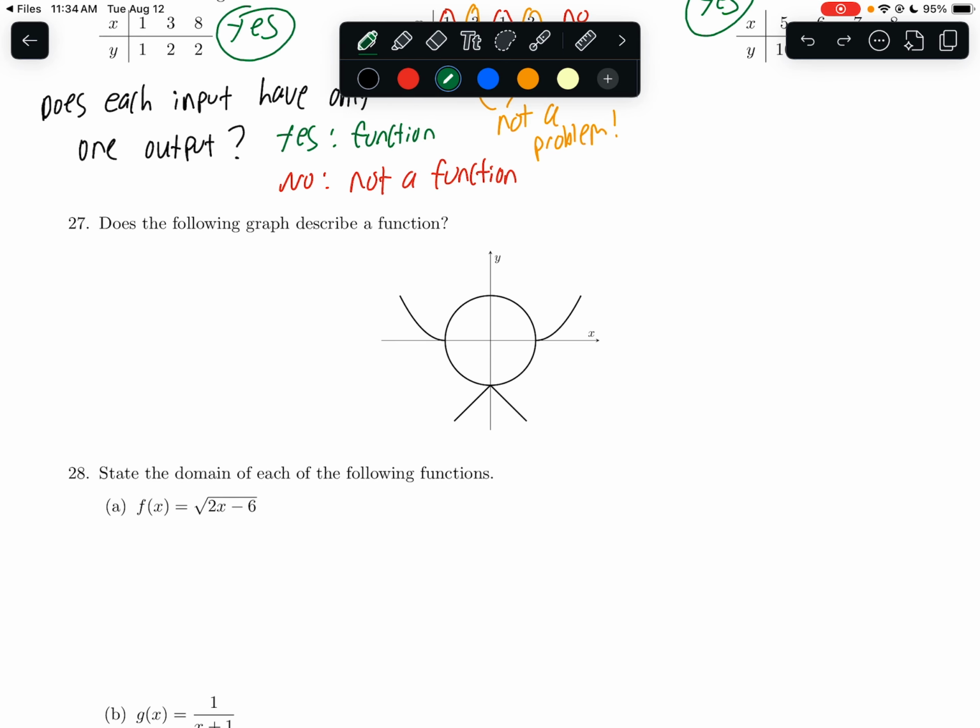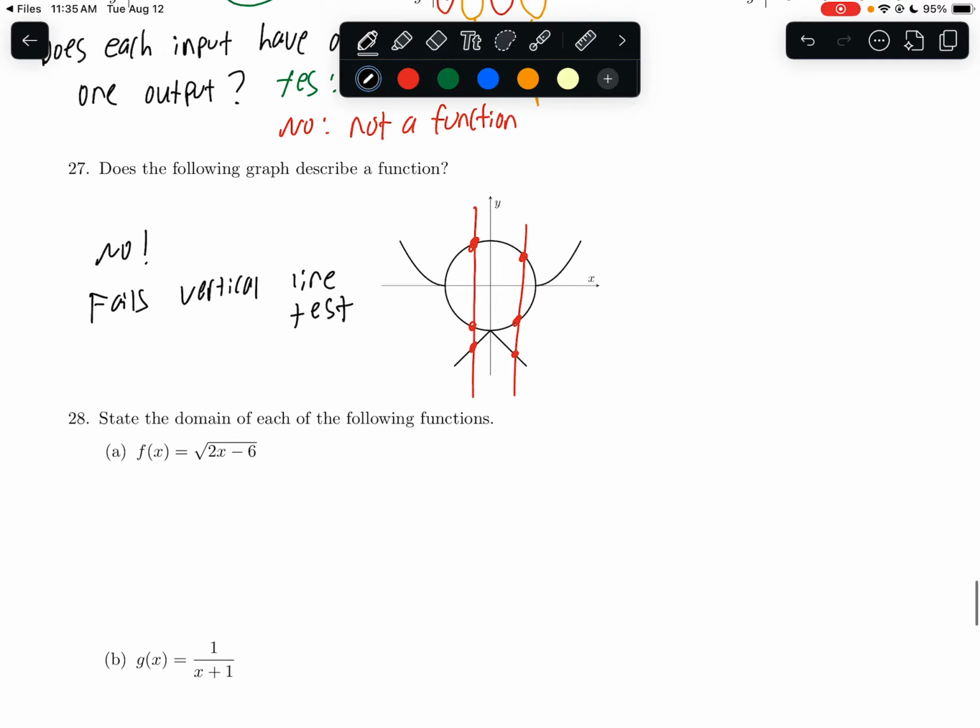If you had a graph of a function which, for example, looks like this, you could use the vertical line test, and this is an example where it would fail because for these vertical lines, you only have to find one that hits more than one point, and that also means that it's not a function. So because you have multiple intersection points, this is not a function. So it would fail the vertical line test.